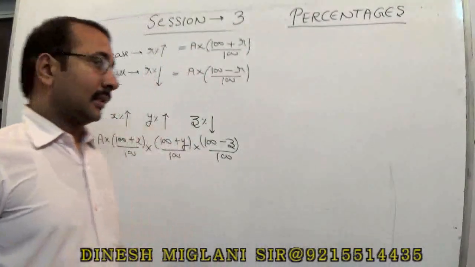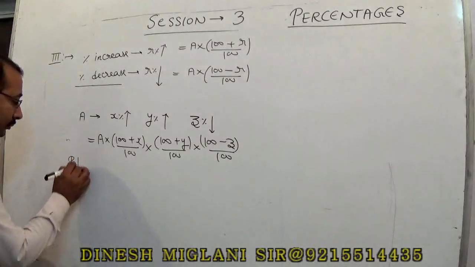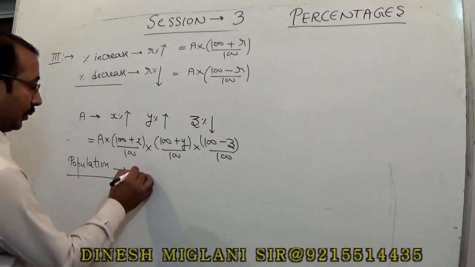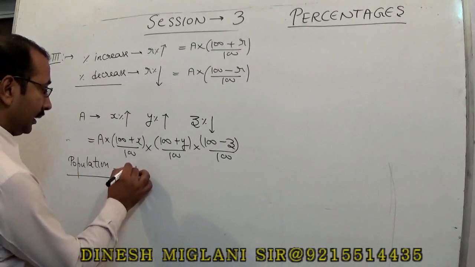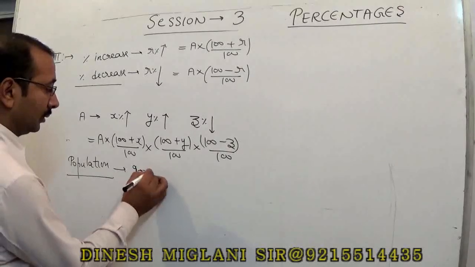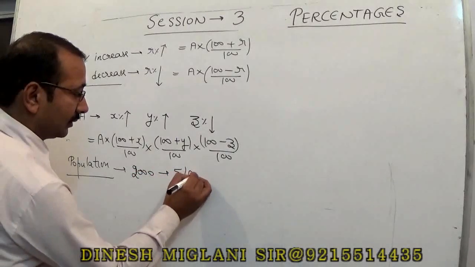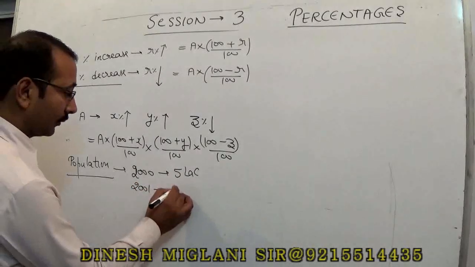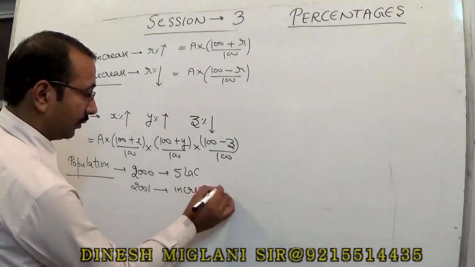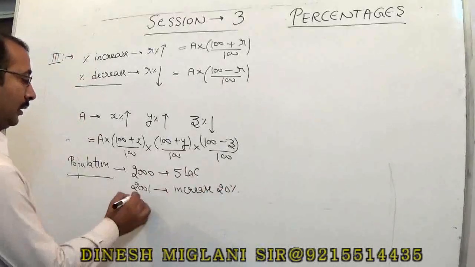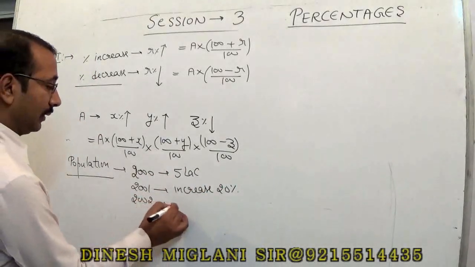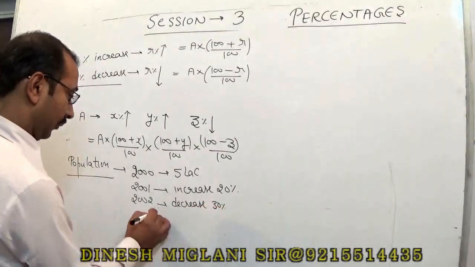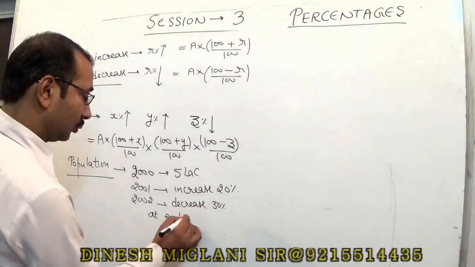These questions are asked in the concept of population. For example, it is given that the population of a city in the year 2000 was 5 lakhs. In the next year, in 2001, there was an increase of 20% in the population. In 2002, there was a decrease of 30% in the population.